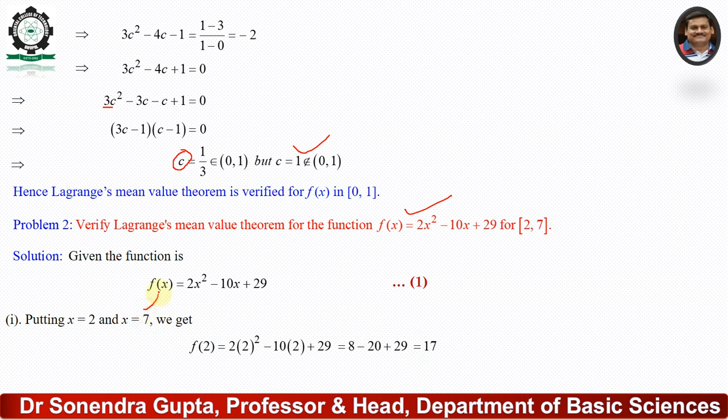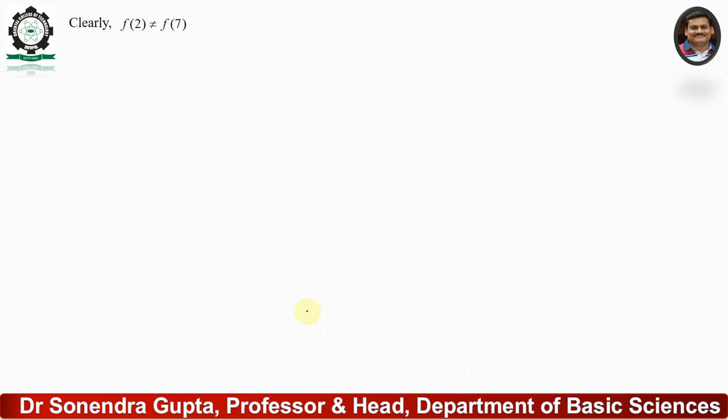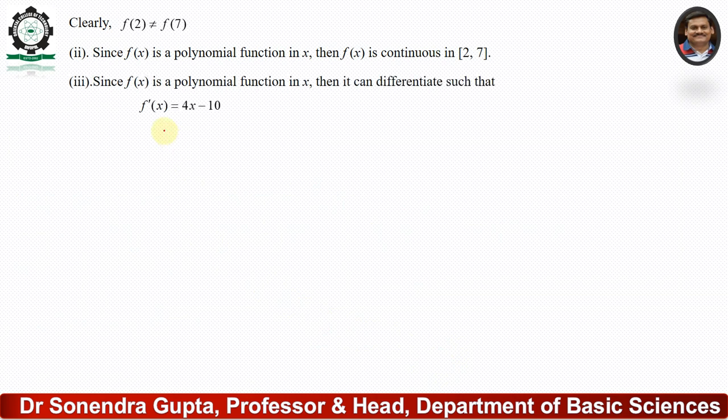Similarly we put x equal to 7 in equation number 1, then we get 57. Obviously both the values are not equal, therefore the first condition holds: f of 2 is not equal to f of 7. And the second condition, f of x is a polynomial function, that means it is continuous in the closed interval 2 to 7. Similarly f of x is a polynomial function, so it can be differentiated with respect to x, that means f dash x equal to 4x minus 10.